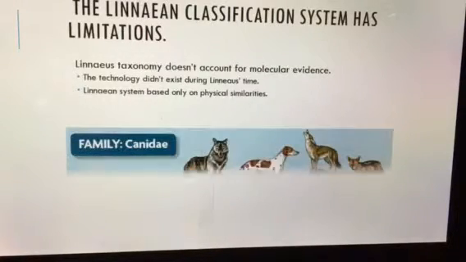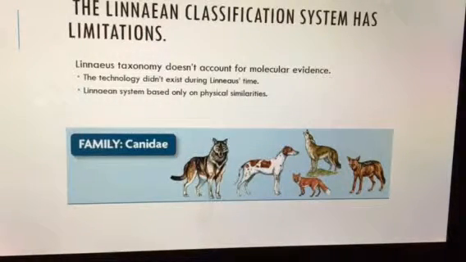So the Linnaean taxonomy system doesn't account for a few things. One is molecular evidence. When we talk about molecular evidence, we're talking about DNA, RNA. It just didn't exist during Linnaeus's time. He had no idea what it was, so he couldn't base a system off of it. It's only based on physical similarities. If you think about this, in the 1700s it's not like we had microscopes everywhere. We couldn't look at things at a molecular level. We didn't have DNA technology or forensics of any type, so you only had physical characteristics or physical similarities. And we know that now DNA or molecular evidence is way better.